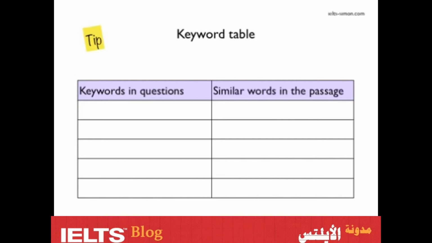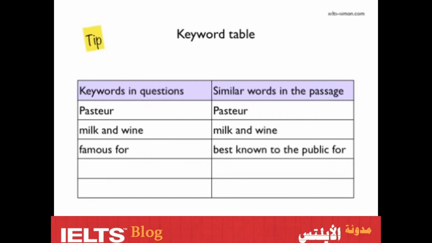So, in this lesson, there were some easy keywords. We found Pasteur in both the question and the passage, and we also found milk and wine. The question contained the word famous for, while the passage contained best known to the public for. A process is similar to a method, and make safe for consumption meant the same as stop from causing sickness.